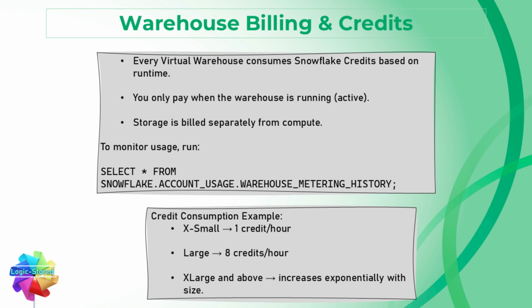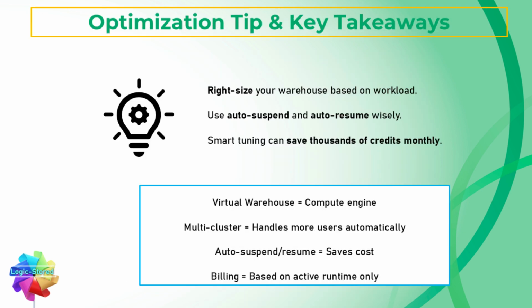You can monitor usage with this query. This gives a detailed log of credit consumption per warehouse. Each warehouse size consumes credits per hour. For example, an X-Small might cost 1 credit per hour. A Large might cost 8 credits per hour. So, tuning size and suspend time can save you thousands monthly.